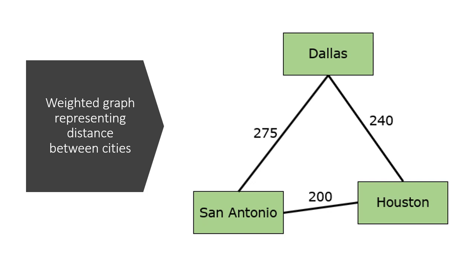Here's an example of a weighted graph that represents the distance between 3 cities, Dallas, San Antonio, and Houston. If we represent this information using a weighted graph, now our program has access to it, and we can perform algorithms on that graph to add intelligence to whatever application we're writing.